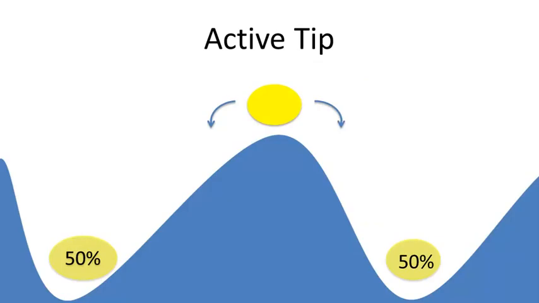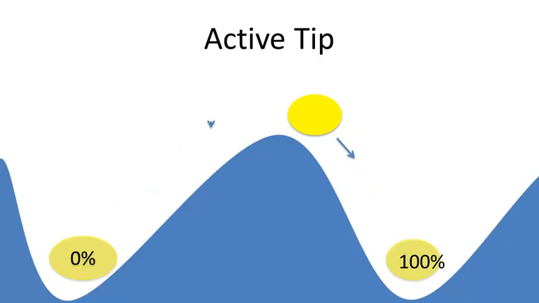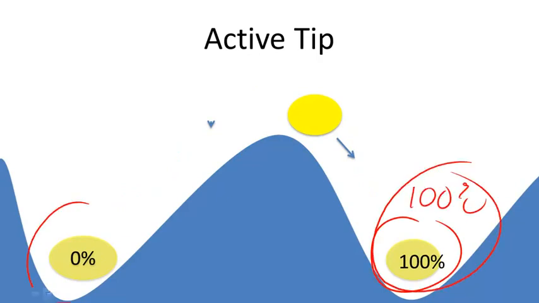Let's first think about an active tip. We've got a ball sitting on top of a peak, and it could go either this way or this way. Each of these has a 50% chance of occurring. Once the system has tipped, it's either to the right or to the left. So if it's down here, now there's a 100% chance that it's over here, and no chance it's over here on the left.